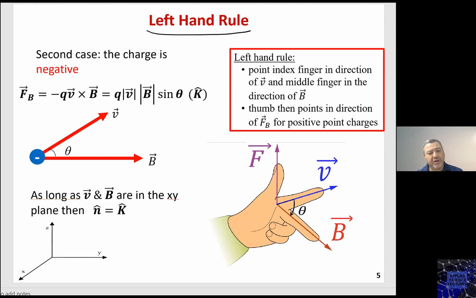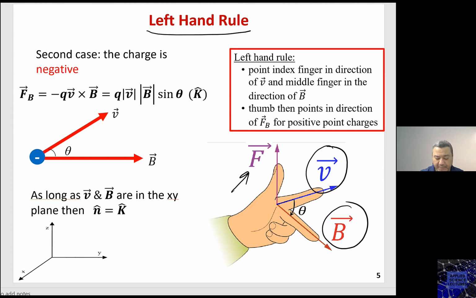So you can either use the right hand rule and flip the direction 180 degrees for the force, or you can use the left hand rule. Both are going to give you the same answer. So now let's look at the left hand rule. Using the left hand this time, again, the velocity is going to be the index finger, the magnetic field is going to be the middle finger, and then the thumb is going to point toward the magnetic force.